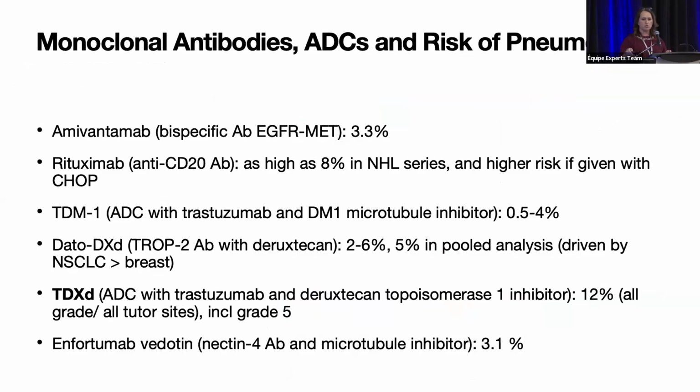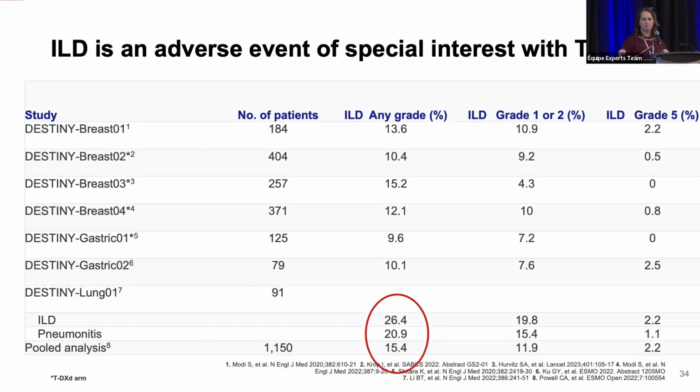And now the newer class of monoclonal antibodies and ADCs, where we see specifically in the breast cancer world, the TDM1, Dato-DXd, TDXd, where the incidence of pneumonitis with Dato-DXd is around 5% from a pooled analysis, but even higher with TDXd. So this is a drug of particular interest for respirologists because we're seeing a lot more referrals, and we'll get into the importance of it and the management of it on the next slides.